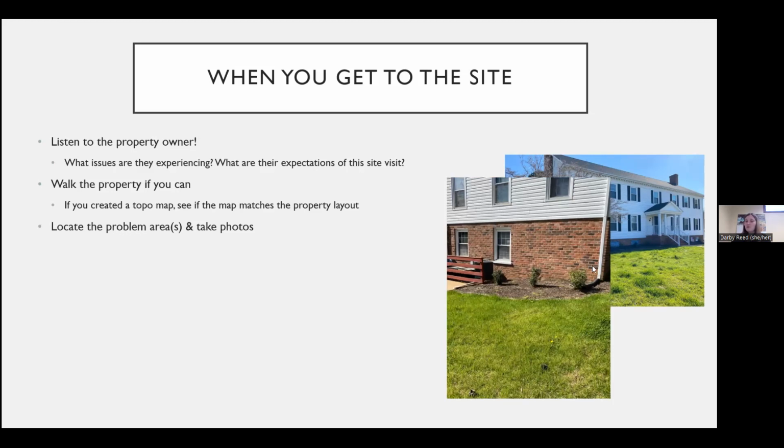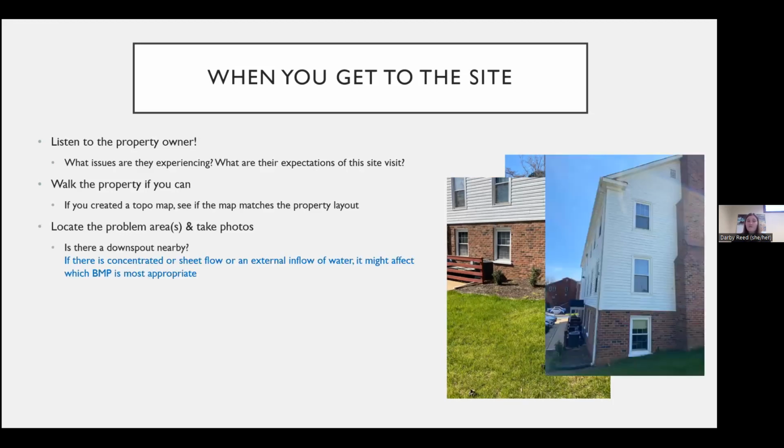So when you get to the problem area, figure out if there's a downspout nearby. Determining whether there is concentrated or sheet flow or an external inflow of water might affect which BMP is most appropriate for that area.